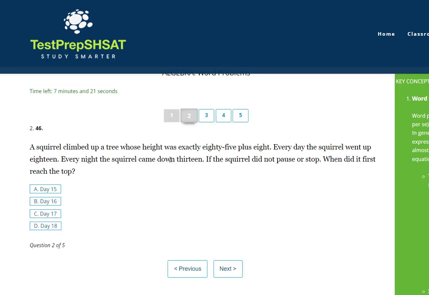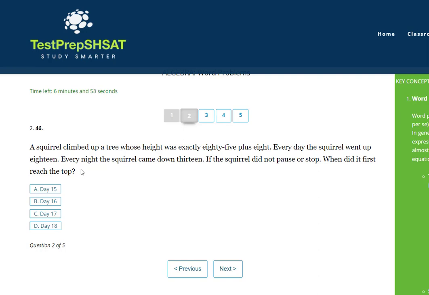My question here might be: a squirrel climbed up a tree whose height was exactly 85 plus 8. Okay, I always take the first sentences first. 85 plus 8 is 93. So it's 93 feet high, this tree. Every day the squirrel went up 18 feet. So this looks like some kind of divisibility problem. Every night the squirrel came down 13. If the squirrel did not pause or stop, when did it first reach the top?